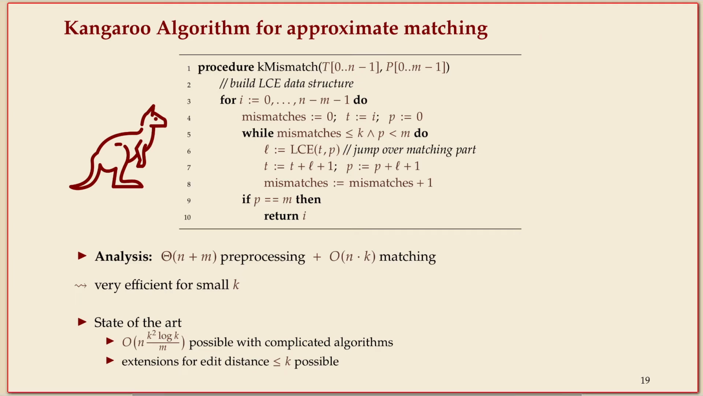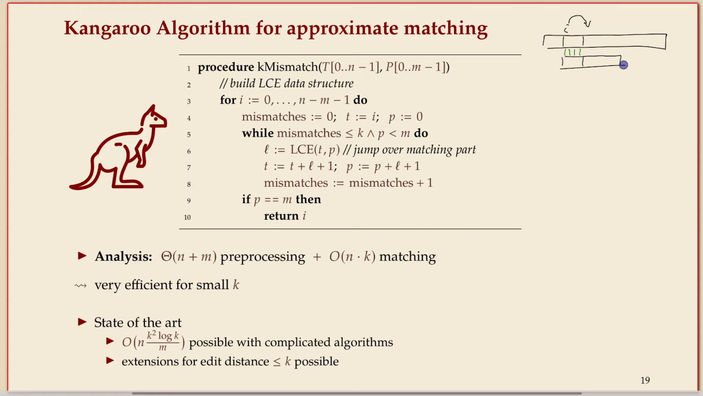So again, if we're currently at position I in the text, we imagine we put the pattern below this. And then there's a certain number, say L, of characters that are equal. And so the first step brings us right behind this. So we jump from I to this new position, I plus L.